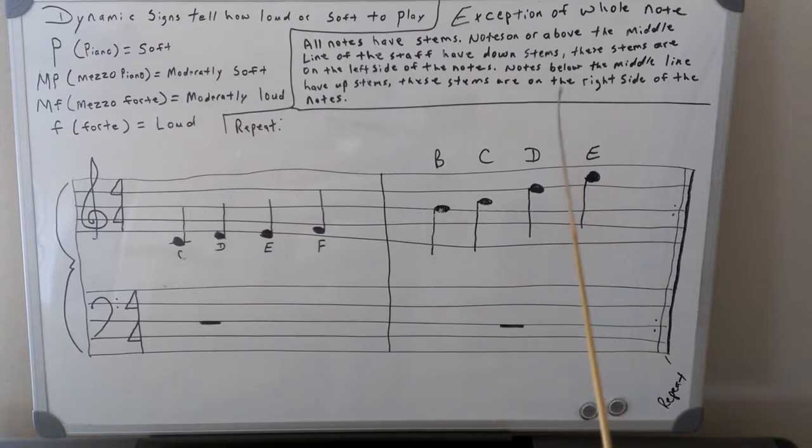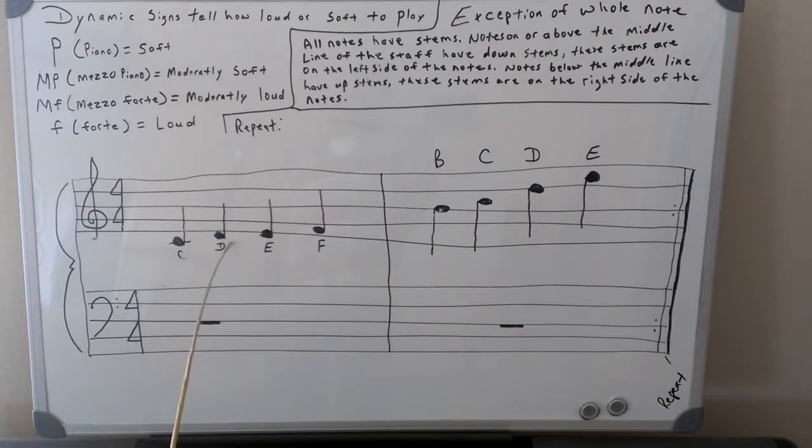Okay, now notes below the middle line have up stems. These stems are on the right side of the notes. Again, this is the middle line. The middle line is line number 3. So if you are below that, you have up stems, and the up stems are to the right. So here's your note, up stem to the right of that note.